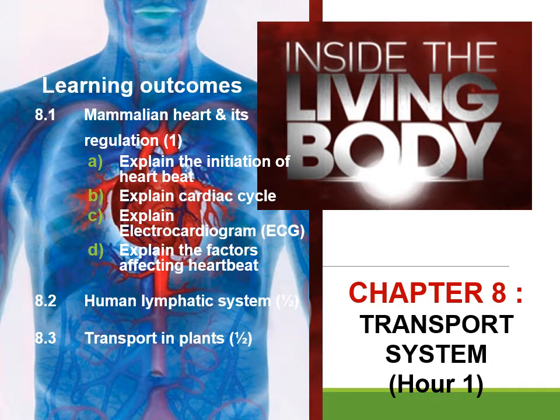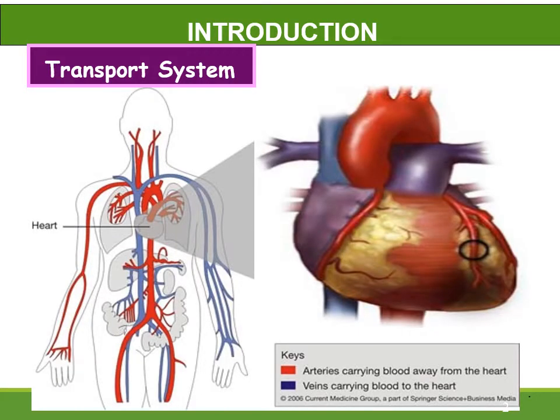So under this chapter, there are 3 subtopics. The first one is about mammalian heart and its regulation. The second one is the human lymphatic system. And the third one is the transport in plants. We move to subtopic 1 first, mammalian heart and its regulation.